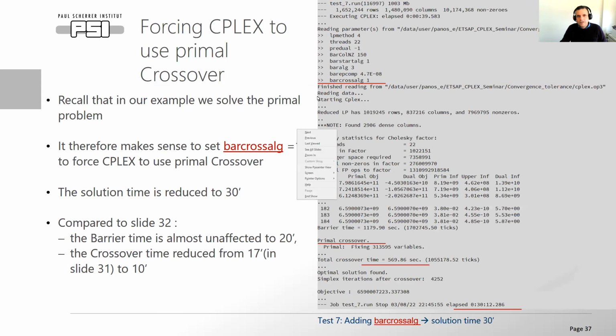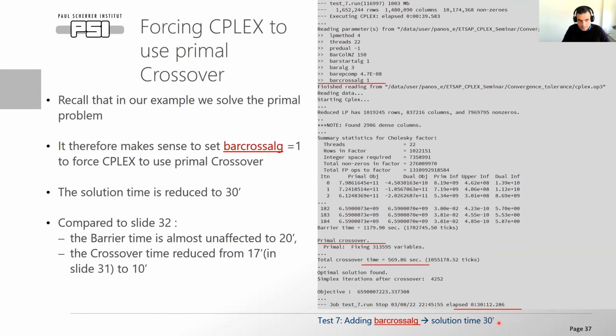And indeed, if we force Simplex to use primal crossover only, you can see here there is no more concurrent optimization after the end of the barrier, but immediately the primal crossover starts. Then the solution time goes from 36 to 30 minutes. Of course, the barrier time is unaffected, but the crossover time is reduced from 17 minutes in the previous slide, where we also had primal and dual crossover, to 10 minutes. So we are now down to 30 minutes solution time.